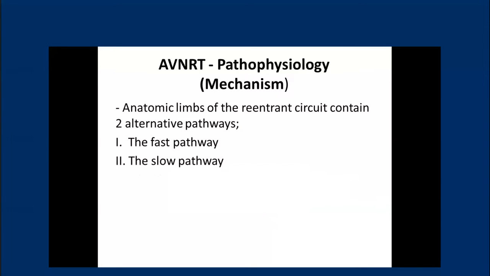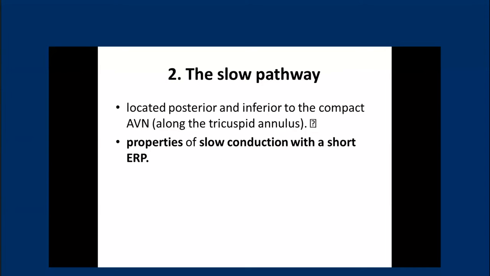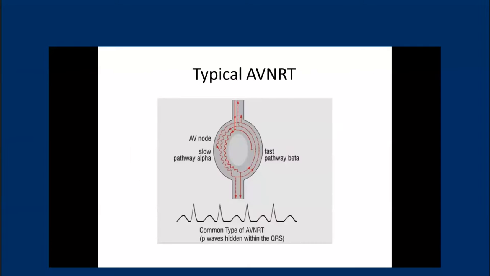As I said, AVNRT is mediated by two alternate pathways with different conduction properties, whereby the fast pathway has rapid conduction but a long effective refractory period, and the slow pathway has features that are the direct opposite of the fast pathway. And the typical reentrant circuit is usually established by a premature beat that conducts slowly through the slow pathway, which has a short effective refractory period.